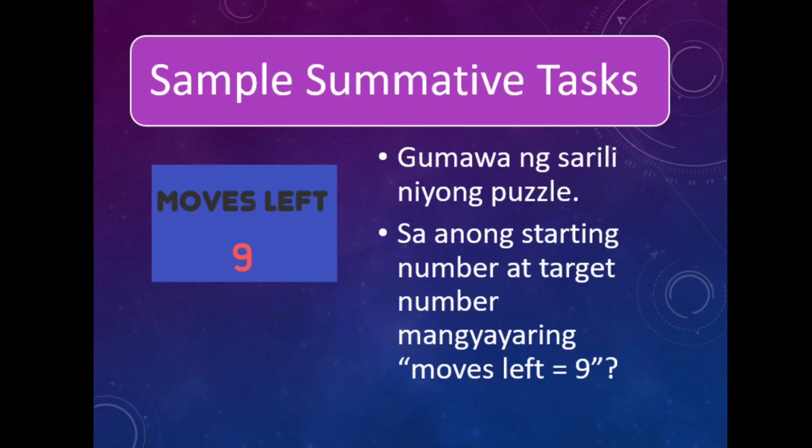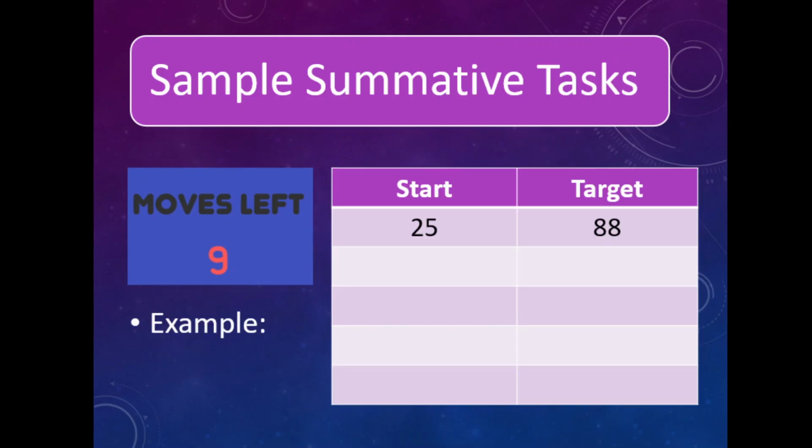So the question is, how do you make summative tasks based on that? So pwede kasing ganitong gagawin nyo. Meron kayong moves left. Okay, kayo na yung magbigay ng moves left. Gumawa ng sarili nyong puzzle. So yung mga bata ang gagawa ng tanong. Sa anong starting number at target number pwedeng mangyari na moves left equals 9? Siguro yung ibang bata mas stuck. So it's better also if you give an example. So katulad nito, moves left is 9.